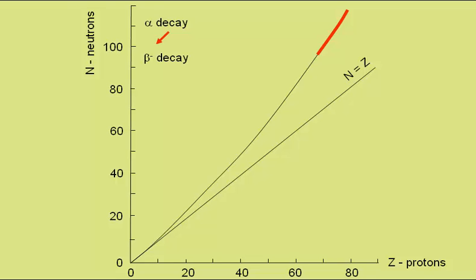Beta minus decay is when a neutron becomes a proton, so it would reduce the neutron number by 1 and increase the proton number by 1, moving an isotope in this direction. We find beta minus emitters in this region, and so beta minus decay would also move them closer to the stability curve.